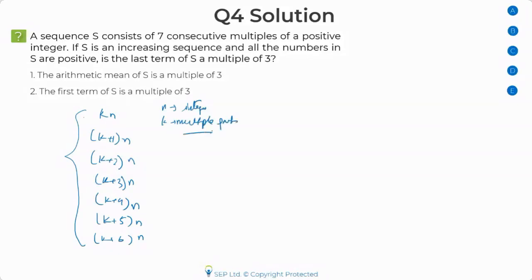So let's jot down 2. And it's an increasing sequence, so it makes sense to write it like this. Okay. What I need to find out is whether the last number is a multiple of 3 or not. So I need to find out whether k plus 6 times n is a multiple of 3, so whether it is 3 times something or not, that is what I need to figure out.